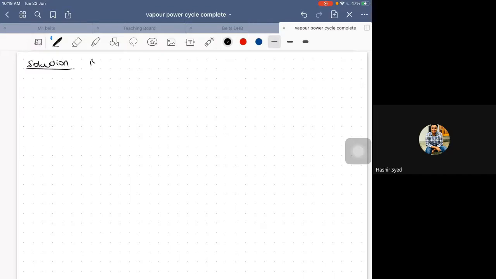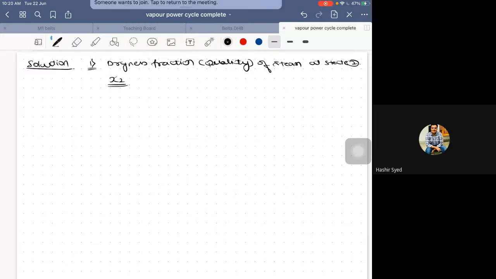So first, what was asked? The dryness fraction, which is nothing but the quality of steam at state 2. That is nothing but the value of x2 was being questioned. Okay.